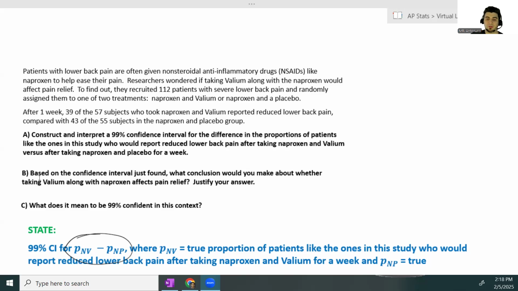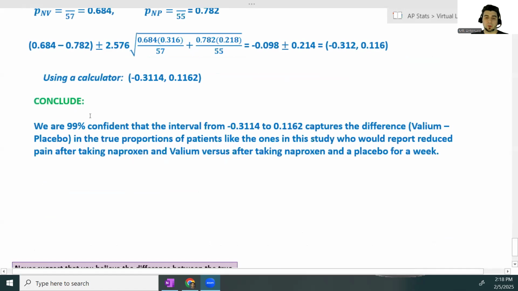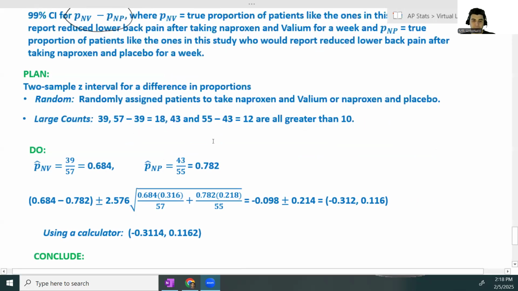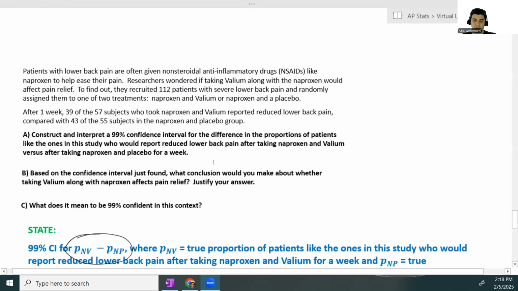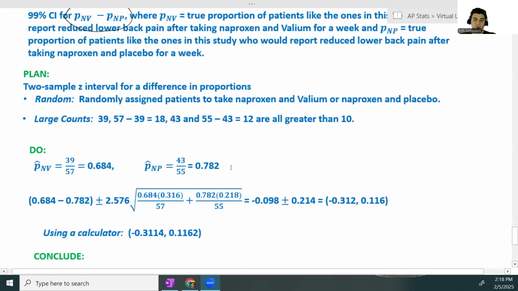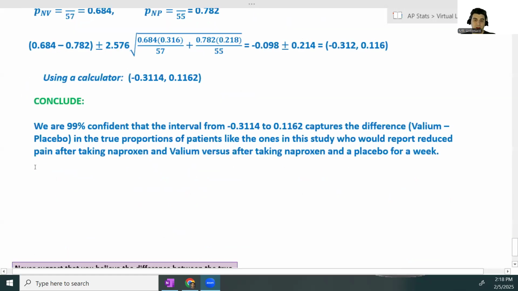Based on the confidence interval just found, what conclusion would you make about whether taking Valium along with naproxen affects pain relief? Justify your answer. So this conclusion is not really making another conclusion about the effectiveness. So this is interpreting the confidence interval here.